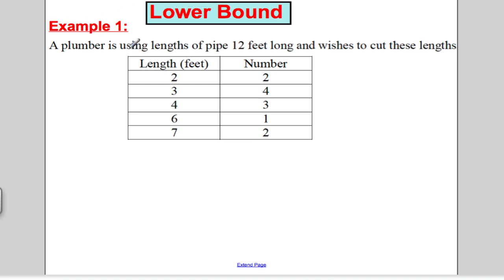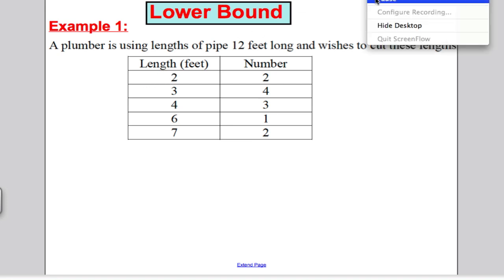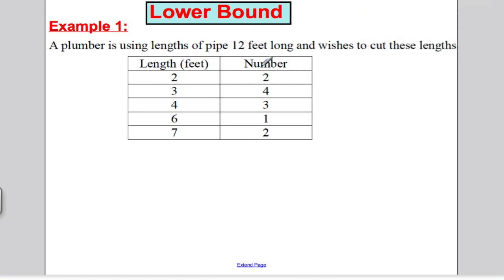I'm going to go through this example with each case, the lower bound, the first fit decreasing, and the full fit. So a plumber is using lengths of pipe 12 feet long and wishes to cut these lengths. We're going to work out the lower bound here. How much do we need?